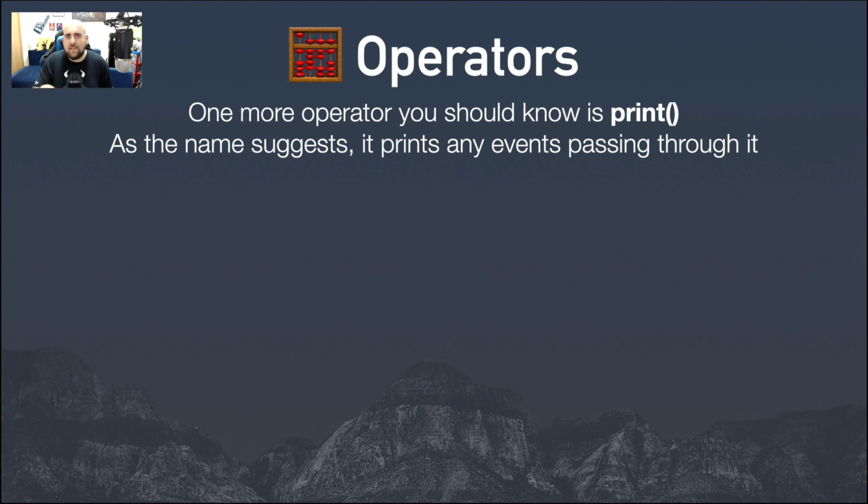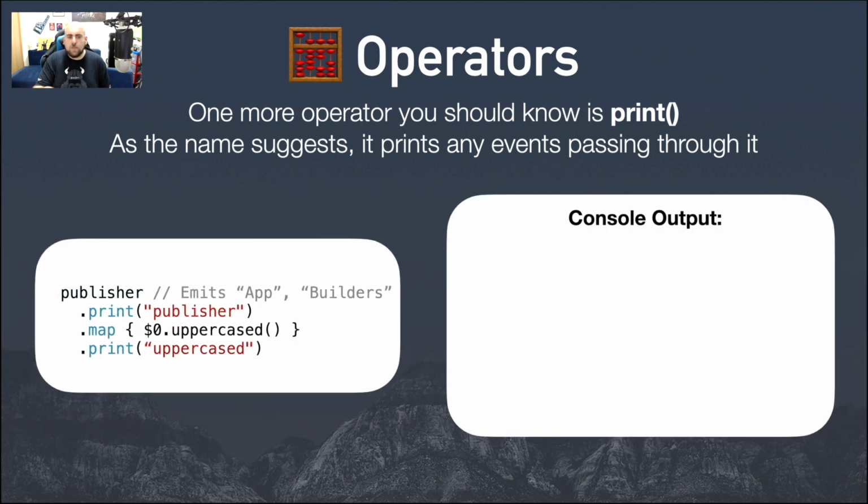There's another nice operator that you might want to know about because it's useful for debugging, and it's called print. Basically, it just prints whatever event goes through it. So it's really useful for situations where you have values and you have no idea what's going on. Just put a print in there and you're going to get all the information you want.